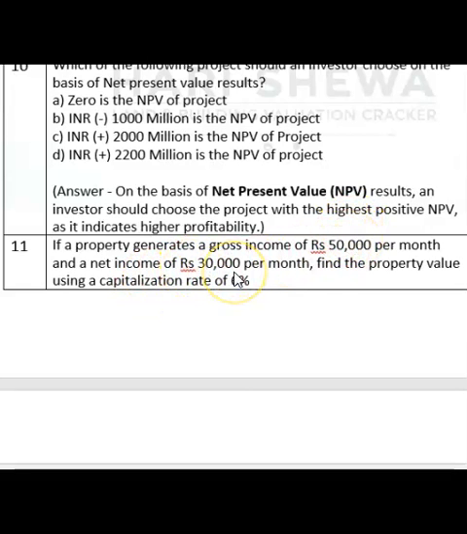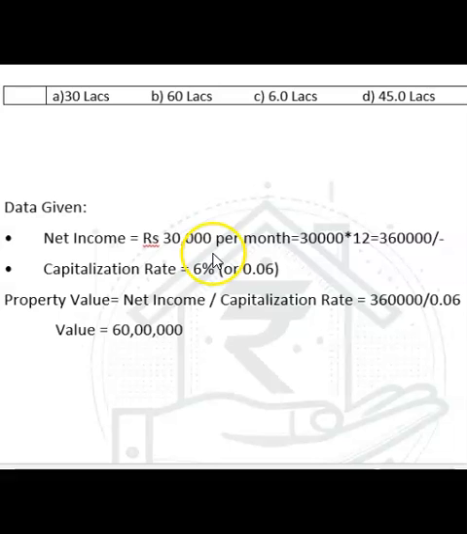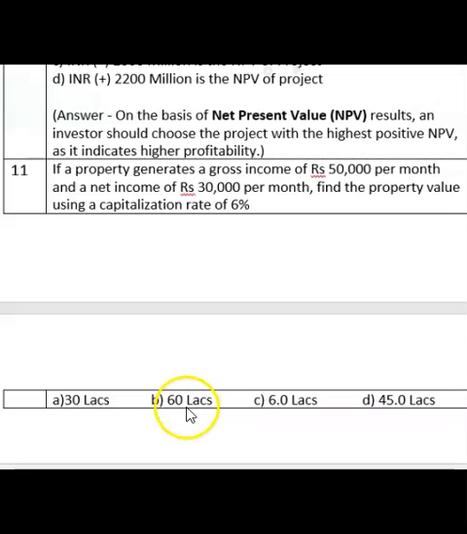Use 30,000. Again, it is given per month, so 30,000 is to be multiplied by 12, because our formula requires annual net income, divided by the capitalization rate of 6%. Net income 30,000 into 12 is 3,60,000. Capitalization rate 6%, so 3,60,000 divided by 0.06. The answer is 60 lakhs. So the answer is B.